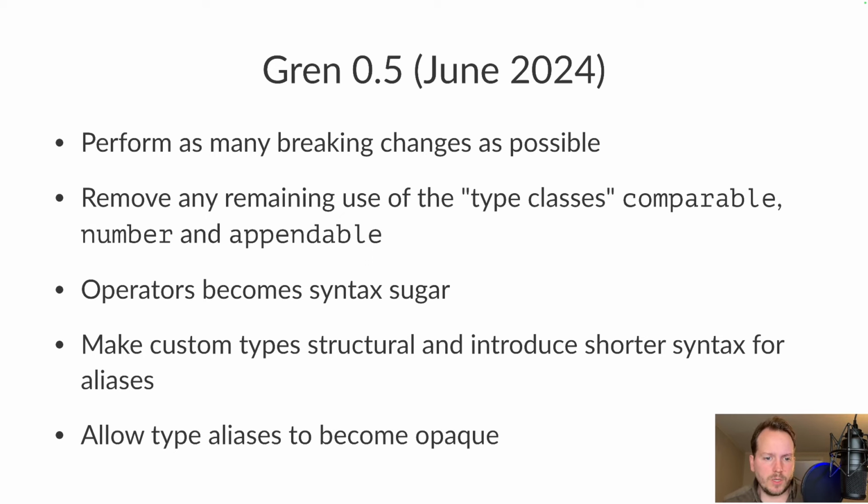Custom types will become structural and introduce a common syntax for aliases. Essentially, we're allowing you to define custom types as aliases, and there will be an inline syntax for defining anonymous custom types, with the long-term goal of them becoming structural, just like records in Gren are structural. And then finally, we're going to allow type aliases to become opaque. Currently, there's no way to do that in Gren, but we're essentially going to say that type aliases, just like custom types, can be opaque types.